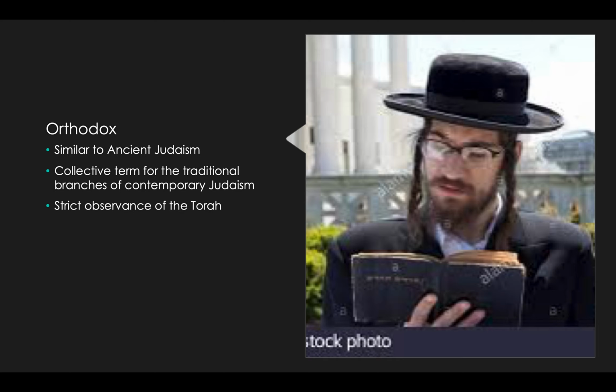So now we're going to talk about the 3 different branches in modern Judaism, and I have pictures next to each of them that kind of describes them. So this is Orthodox Judaism. It's very, very similar to ancient Judaism. And it basically is a collective term for the traditional branches of contemporary Judaism, and they observe the Torah extremely strictly. Mostly they live in their own communities, and their lives revolve around the Torah and the Tanakh, and they don't really involve themselves in secular life.